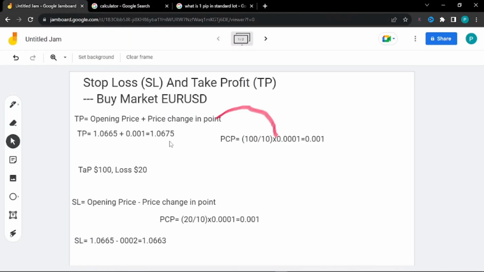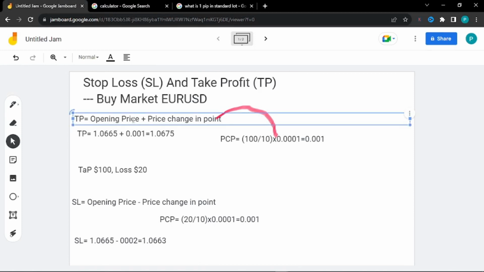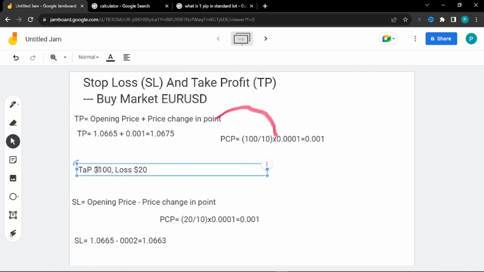Coming over to this first tab, you can see that the formula here, everything still remains the same. It's just that over here in your buy market, you use plus, and in your sell market you use minus. So now taking this example again, I'm just going to copy this also and come over here.